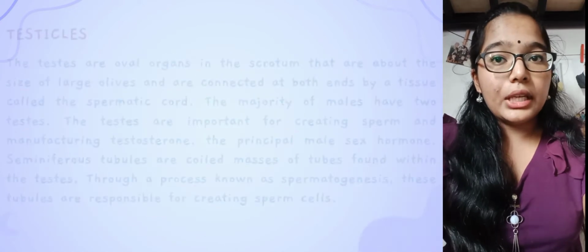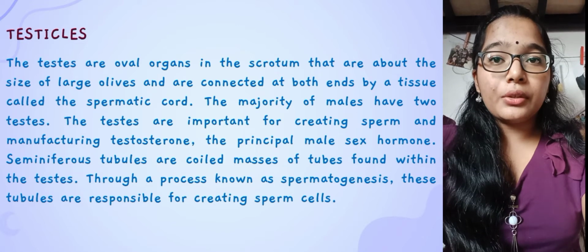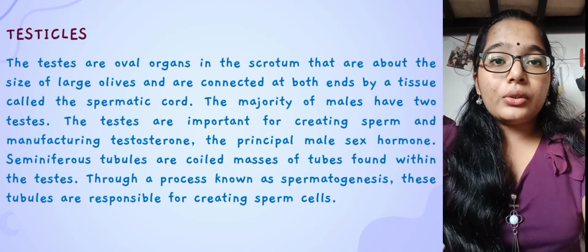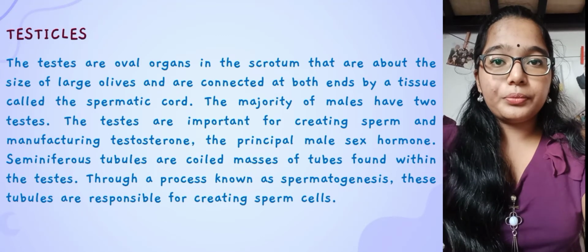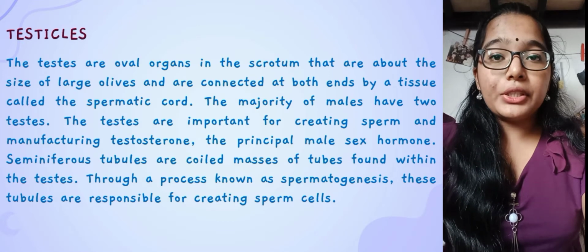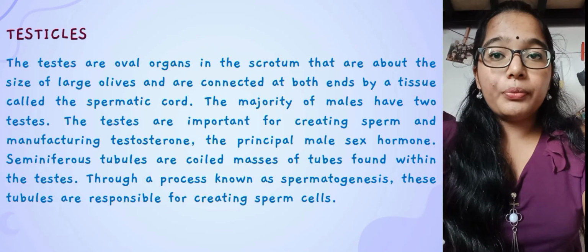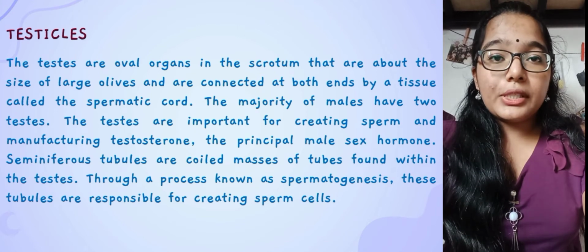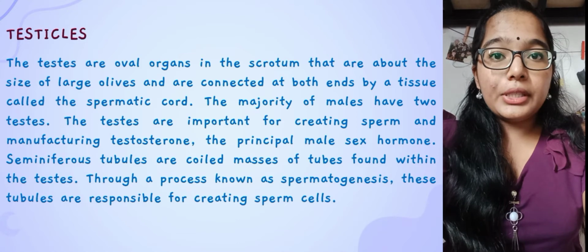Next are the testes. The testes are oval organs in the scrotum that are about the size of large olives and are connected at both ends by tissue called the spermatic cord. The testes are important for creating sperm and manufacturing testosterone, the principal male sex hormone, through a process known as spermatogenesis. These tubules are responsible for creating sperm cells.